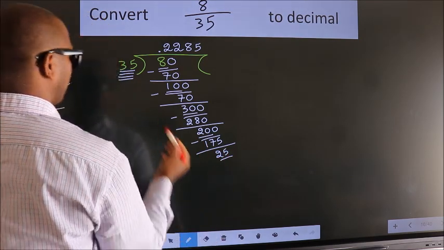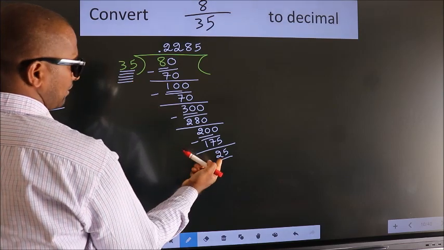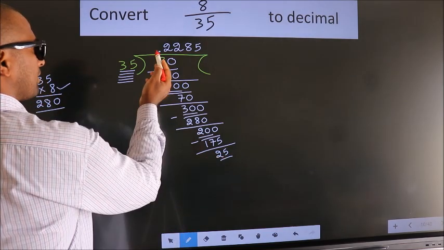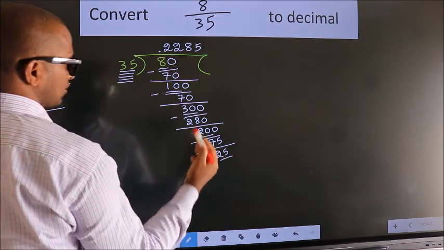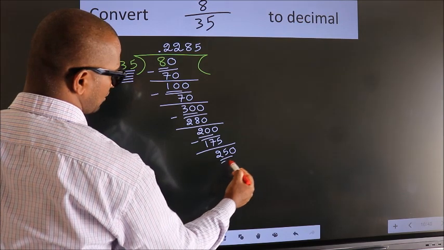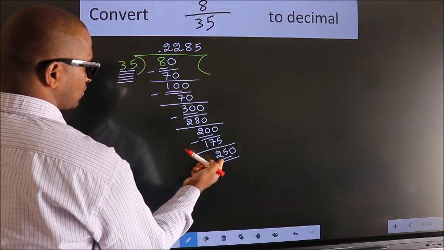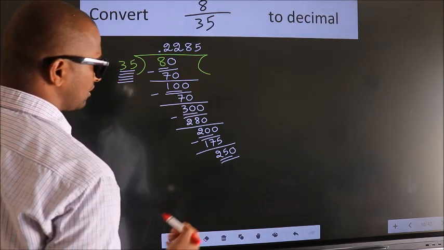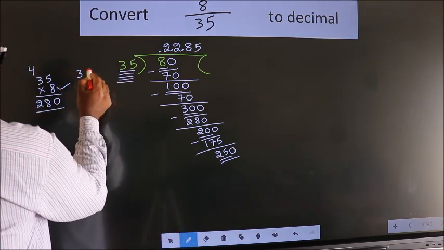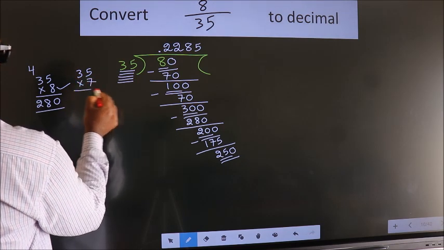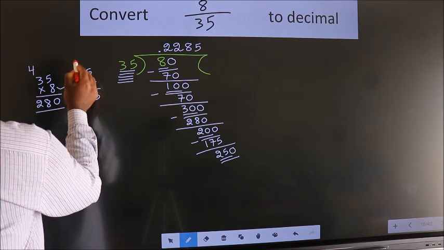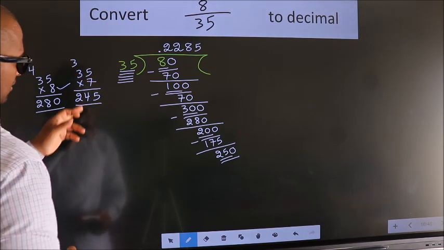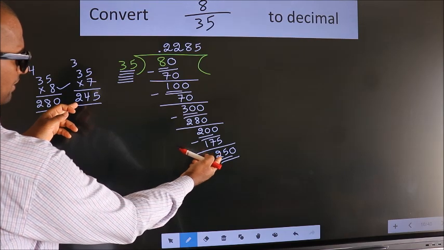Here we have 25, here 35. 25 is smaller than 35, and we already have the decimal, so we can directly take 0. So 250. A number close to 250 in the 35 table is, let us go with 7. So 35 7 times. 7 5s 35, 5 and carry 3. 7 3s 21 plus 3, 24. So 245, close to 250.